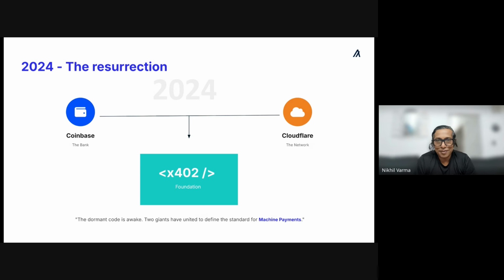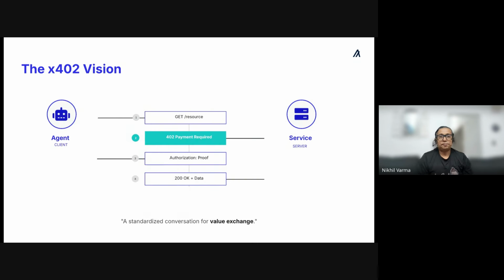So Coinbase became the bank and Cloudflare became the network. They conceived this idea of 402 to wake up this sleeping giant and look at a new standard to define machine payments. How do we make these machine micropayments? The next slide, please.